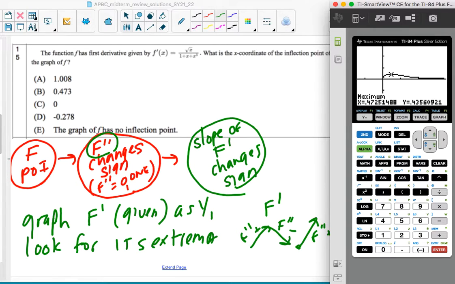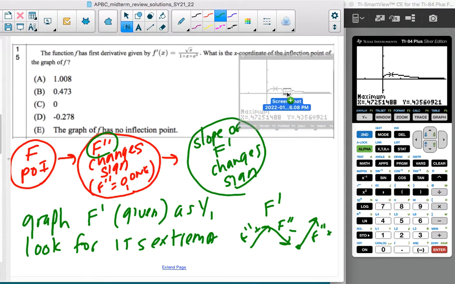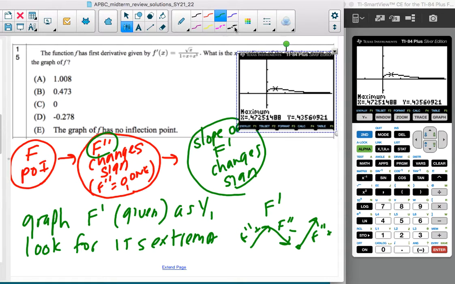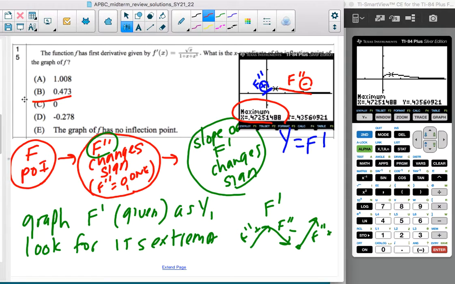I'm going to screenshot this and drag it over because I want to draw on this why this is what it is. At this moment, this is y equals f prime, meaning that over here, f double prime is positive because f prime is increasing, and over here, f double prime is negative because f prime is decreasing. So this max value is my winner, and it's answer B.